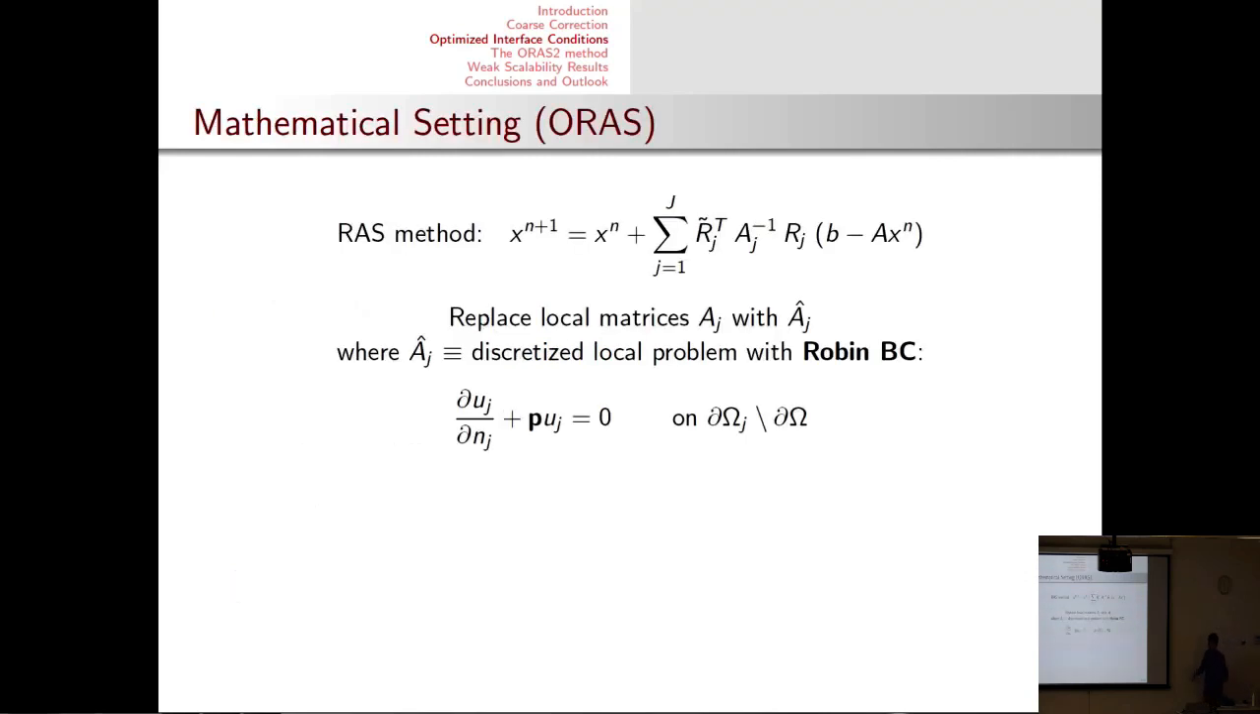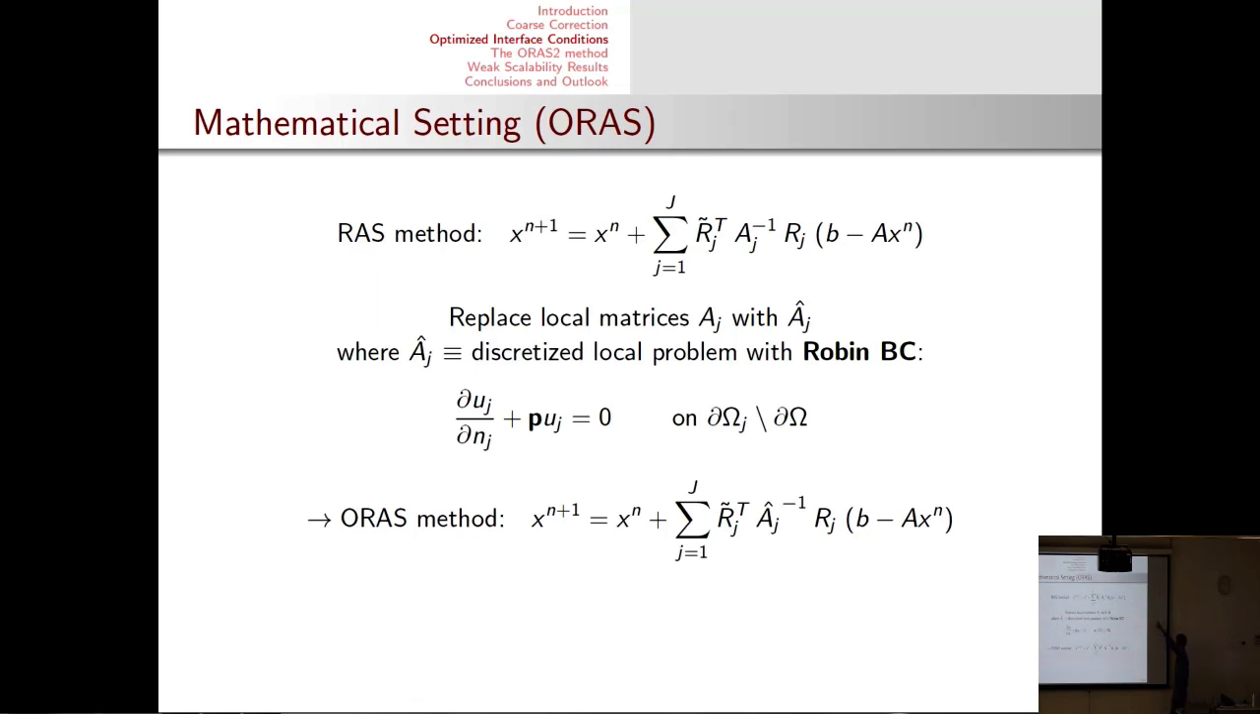So again, I take the RAS method, just the same as before, but this time I will replace the local matrices A_J with hat A_J matrices, where these are discretized local problems with the Robin interface conditions. That looks like this, so a combination of Neumann and Dirichlet boundary conditions with a factor P that can be optimized. So this yields the ORAS method, so the difference here is just that hat in the local matrix.